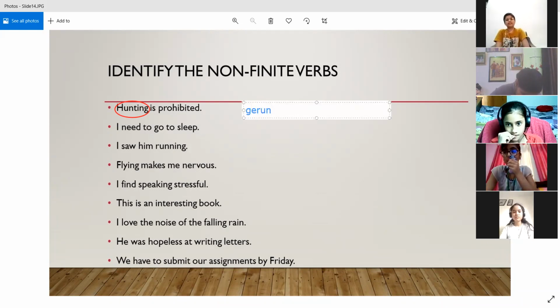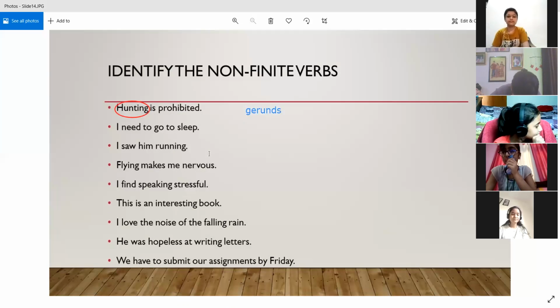Participles act as adjectives and they come at the beginning of the adverb clauses. All right, adverb phrases. That is the role of participles. Most of the times you will find them in that place.